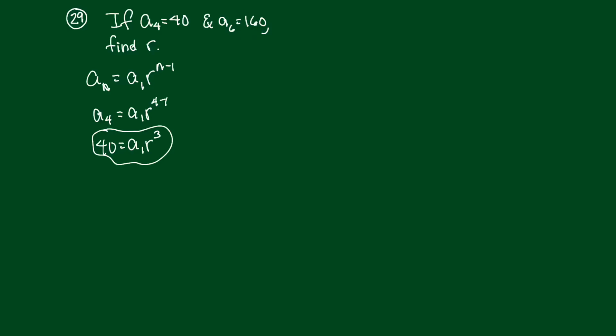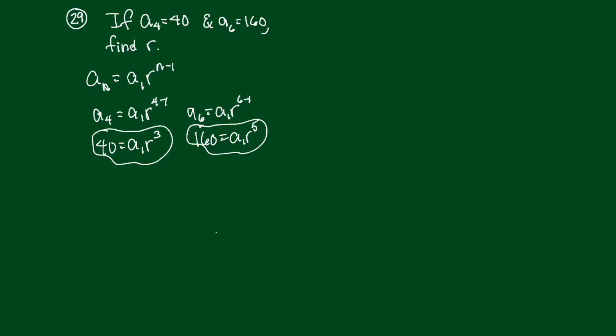So now we're told that a6 is equal to a1 r to the 6 minus 1. Where am I getting that 6 minus 1? It's a sub n. And a sub 6 we're given as 160. That's equal to a1 r to the 5th. All right, now I've got two equations, two variables.